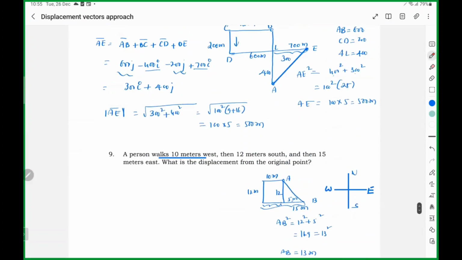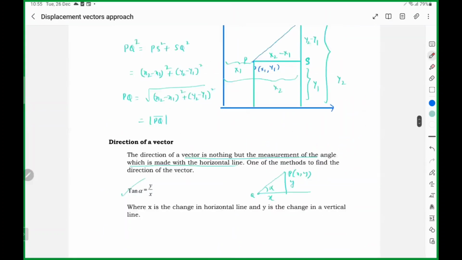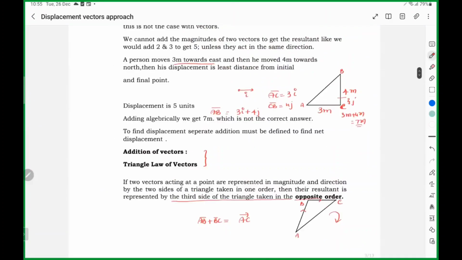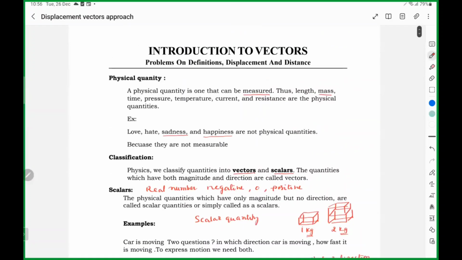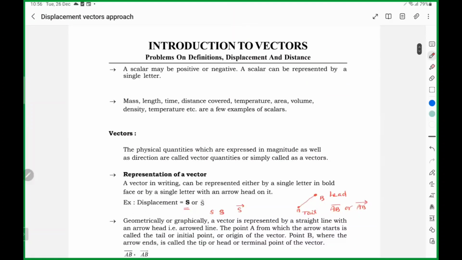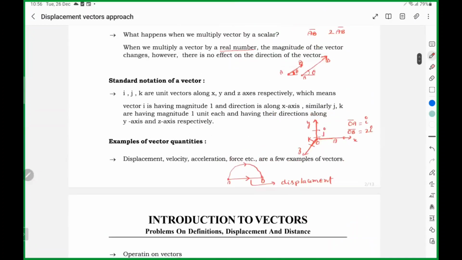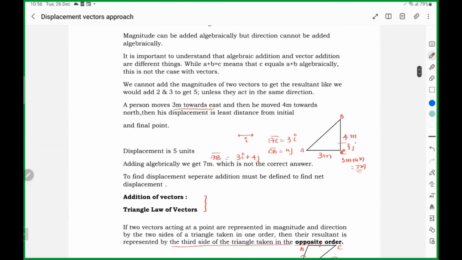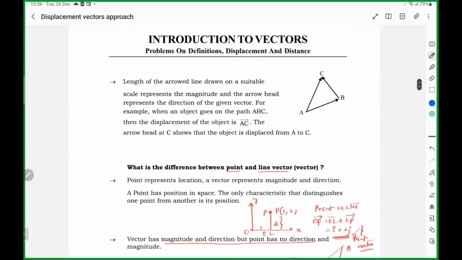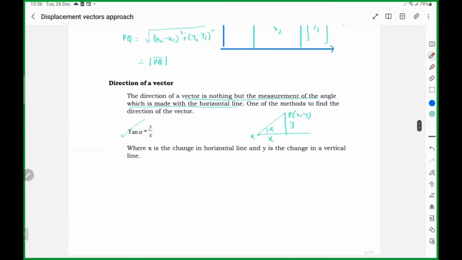So for learners, this will definitely be useful. So try to understand by listening once. If you are still not following, go through it twice or thrice. Definitely you will gain knowledge. You will be in a position to do problems related to displacement with the vector approach.